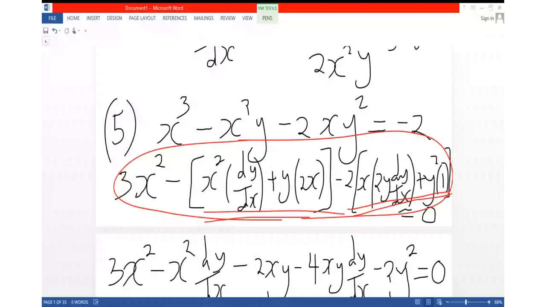So I've given you an exercise after this, in the discussion forum. I've given you like how many questions? I think there are 4 questions in implicit differentiation. You differentiate them, and then I'll be able to comment on your answers. Is it okay, class?